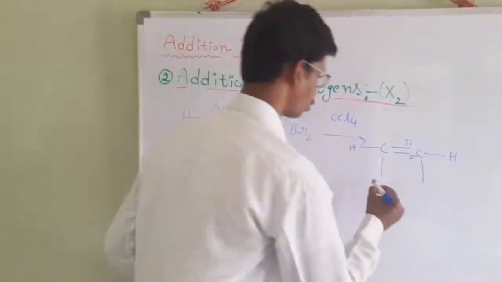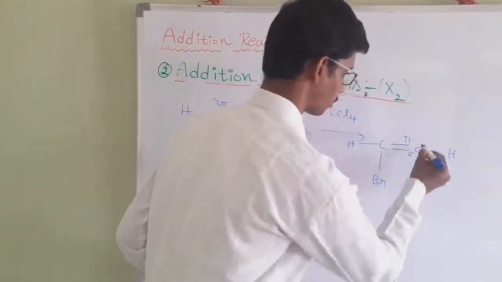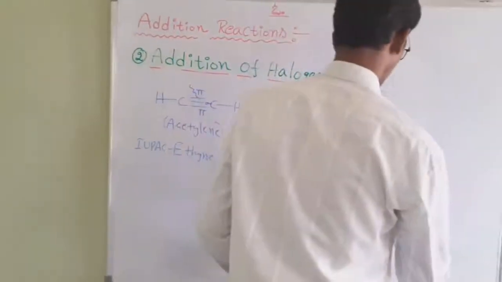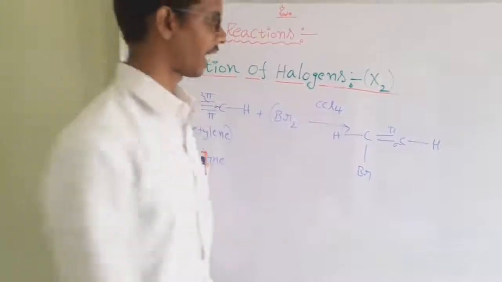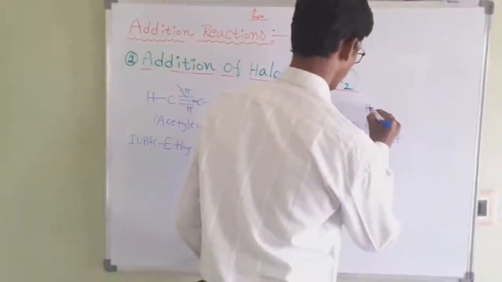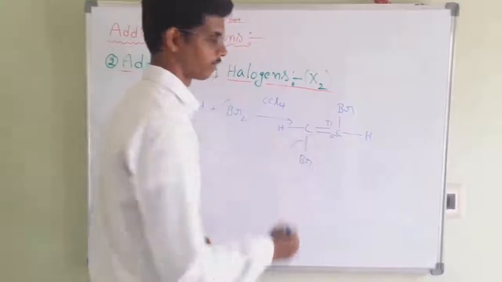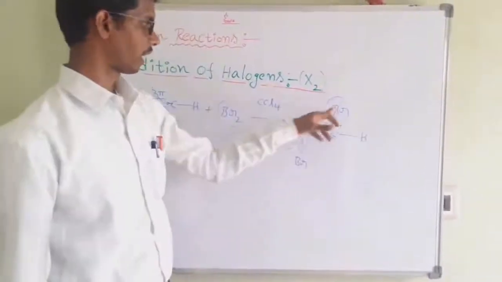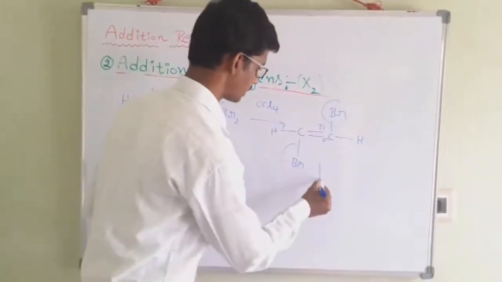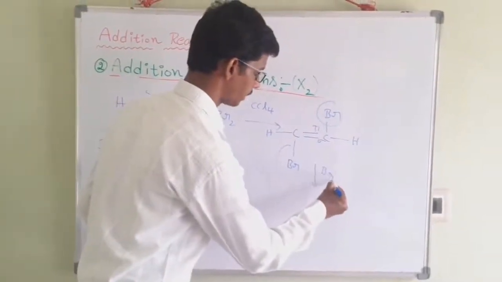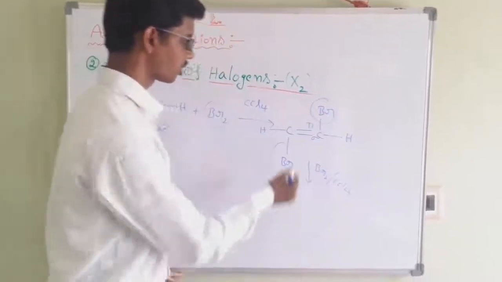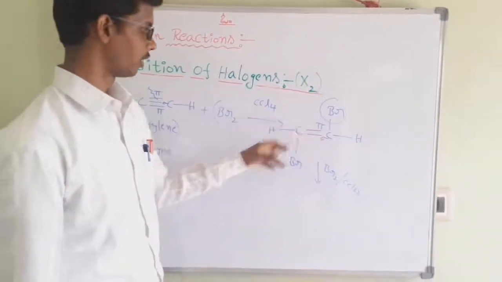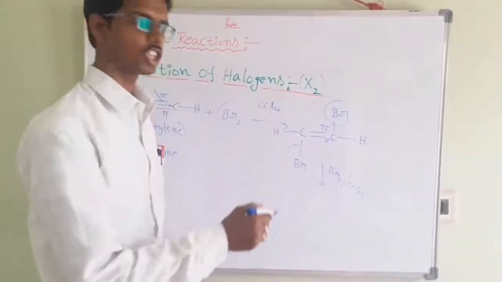Here we should add 2 bromine atoms, 1, 2. In this addition reaction, these 2 bromine atoms are added anti to each other. Why? Because bromine is a bulkier molecule. That's why the 2 bromine atoms are added in this manner. In the presence of bromine and CCl4, it further undergoes breaking of the pi bond, giving rise to the formation of another two new sigma bonds.